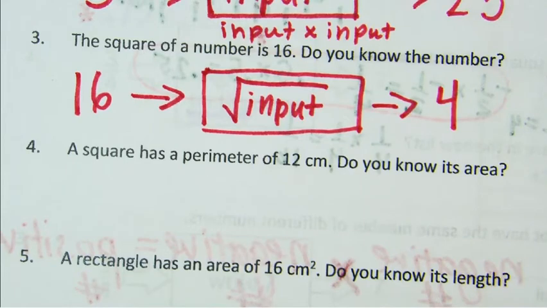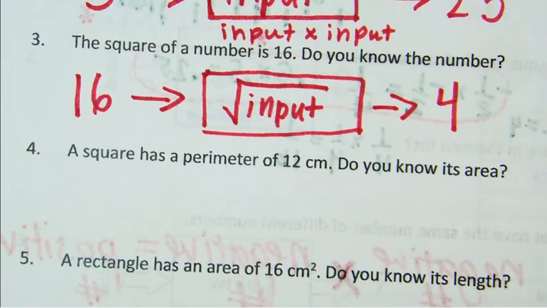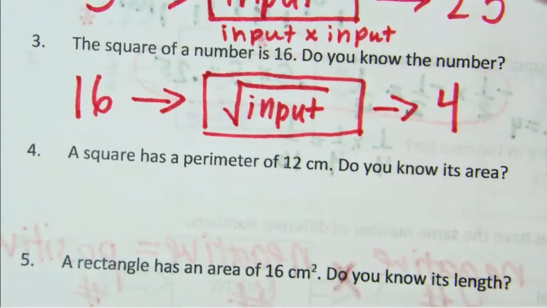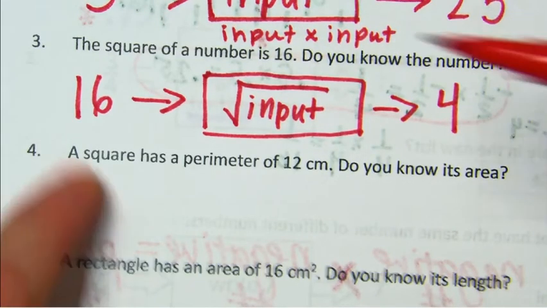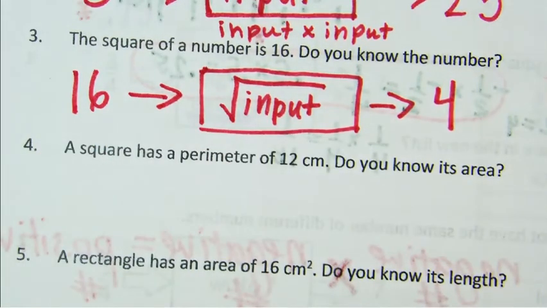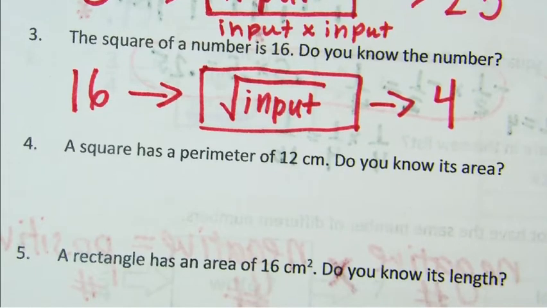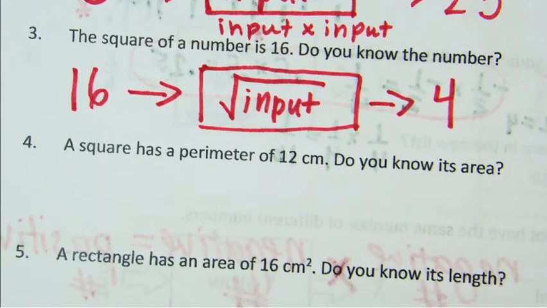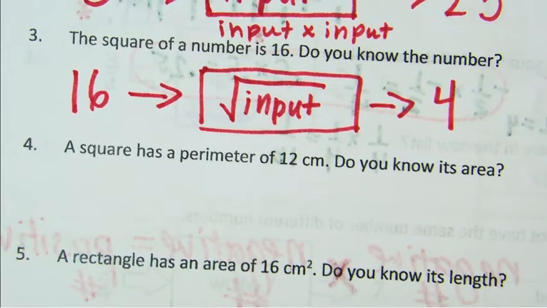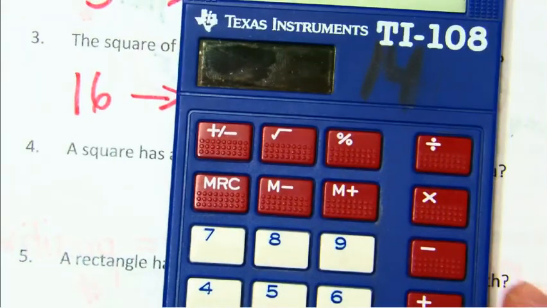Memorizing those is going to be very, very helpful because the only way to do this would be to go through numbers in your head and multiplication facts till you figure out what times itself is 16. Your calculators have a little button too, if you notice on your calculator. Did you guys see it? It's right here.